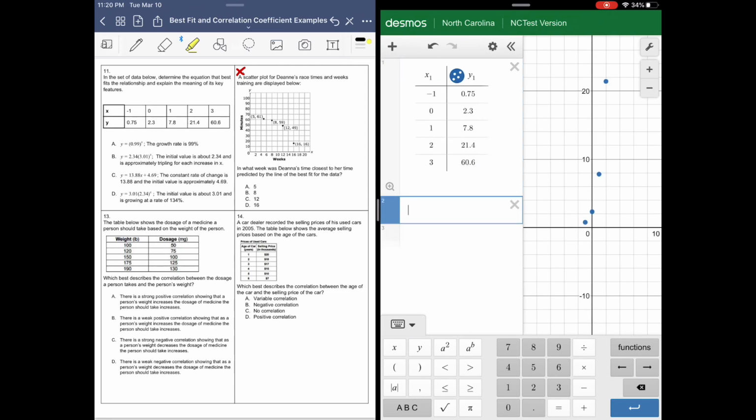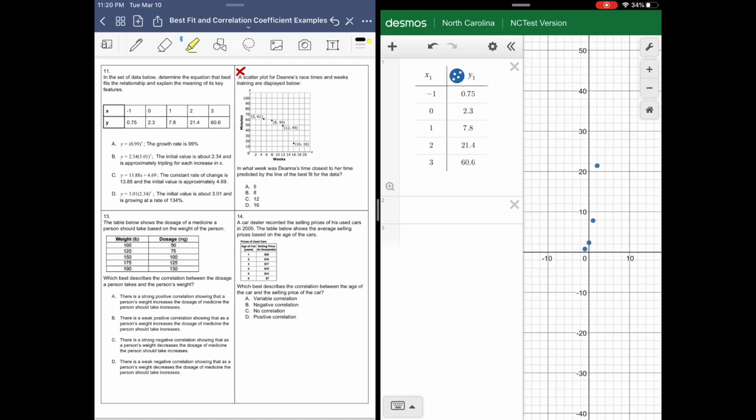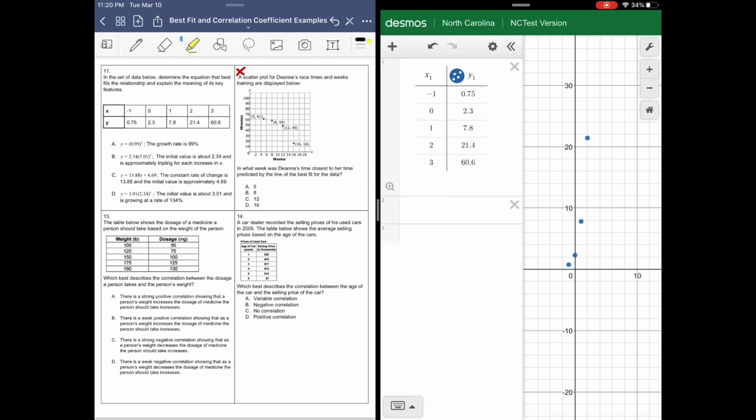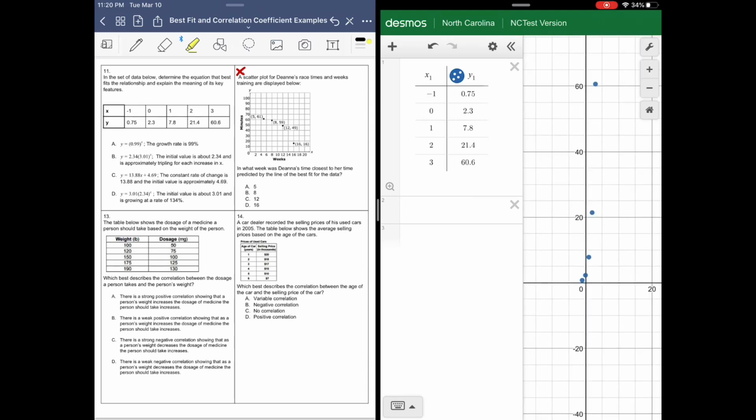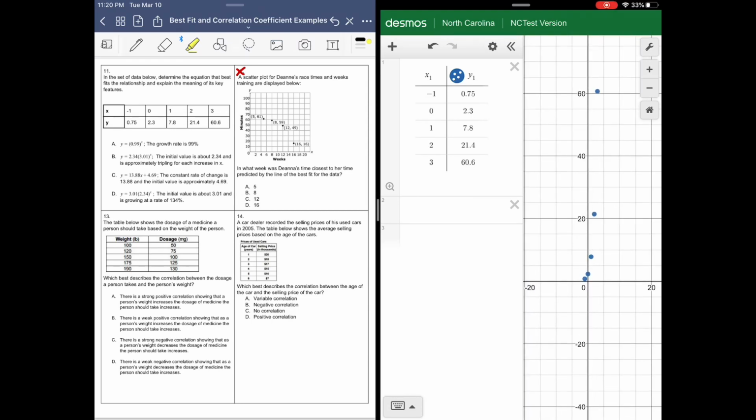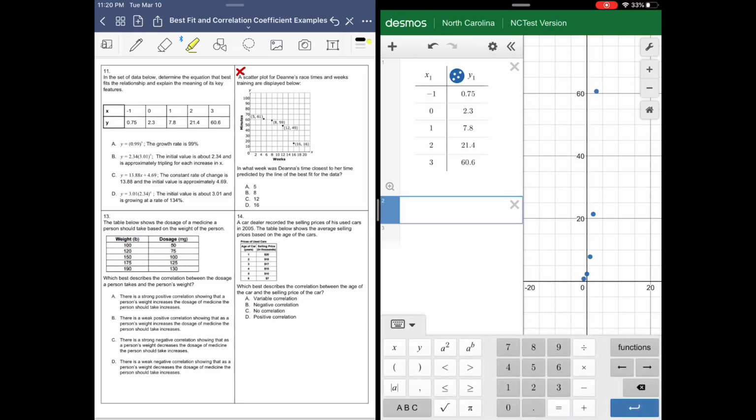Okay, so looking at this data, there's only 4 or 5 points. Oh, there we go. So just looking at this data, because it's so spread out, I want to go ahead and think that it's exponential, but I want to make sure that I'm correct in saying that. So what we can do is say, I can see how these are so spread out, right? The first 2 points from 0.75 to 2.3, that's not a very big jump. 2.3 to 7.8 is not a huge jump.